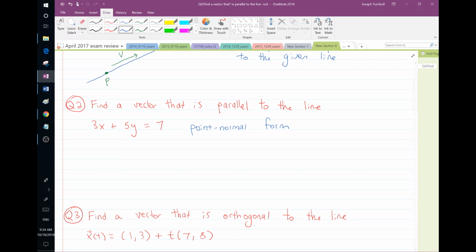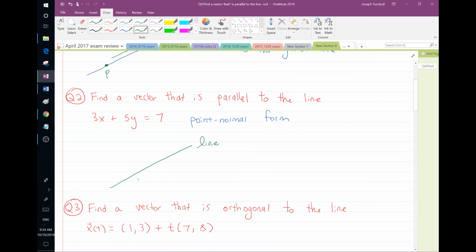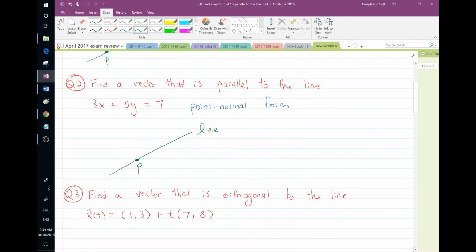I'm going to, again, do extra work by drawing a picture. There's my line. And it has a point P, which we could find if we were desperate, if we needed to. We could find an x, y coordinate by choosing x and solving for y, or choosing y and solving for x. It also has a direction vector v. It's on the line. But neither piece of information is directly given. We can get the direction vector v, which we could then use to answer the question for finding a vector that's parallel to the line. It requires a little bit of work.